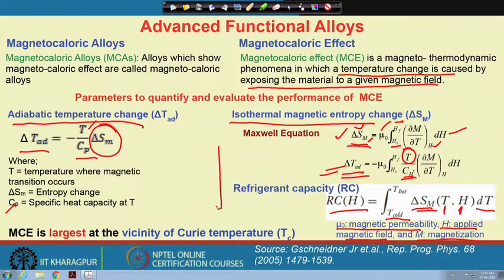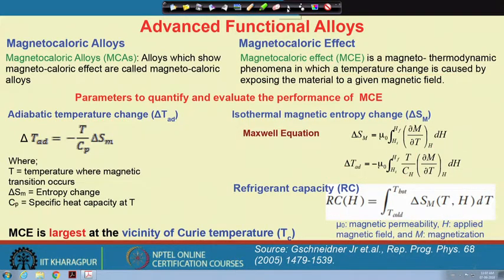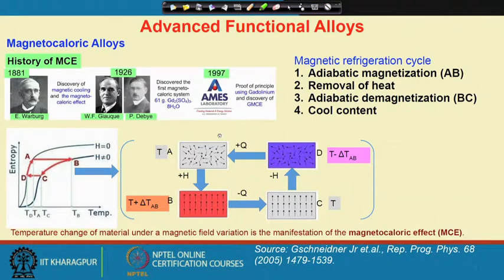However, since I said that in metals and alloys this effect has been observed to be quite large, we will focus mostly on the alloys. This effect of entropy change has been observed to be maximum in the vicinity of the Curie temperature. The Curie temperature, we know, is the temperature at which the ferromagnetic to paramagnetic transition occurs with a change in temperature.